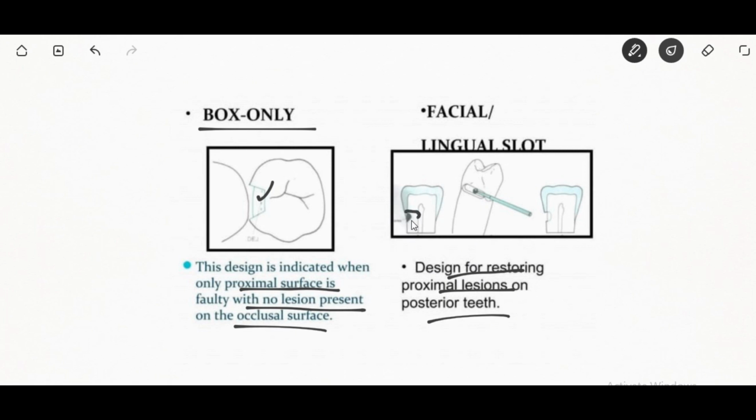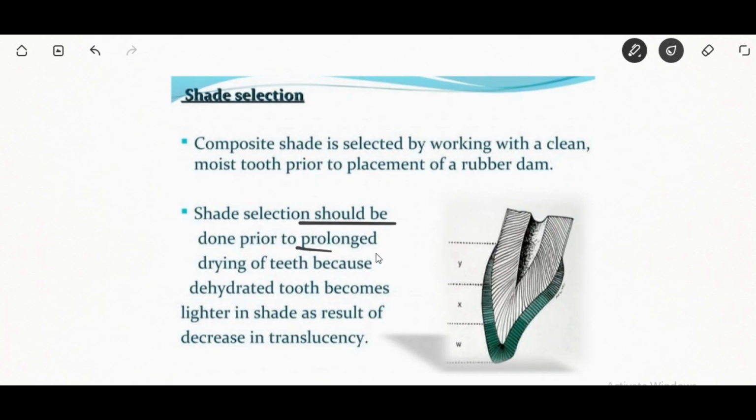The shade selection. Remember that the shade selection should be done prior to the prolonged drying of the teeth, because the dehydrated tooth becomes lighter in shade as a result of decrease in translucency. The composite shade is selected by working with a clean moist tooth prior to the placement of the rubber dam. Natural light is preferable.